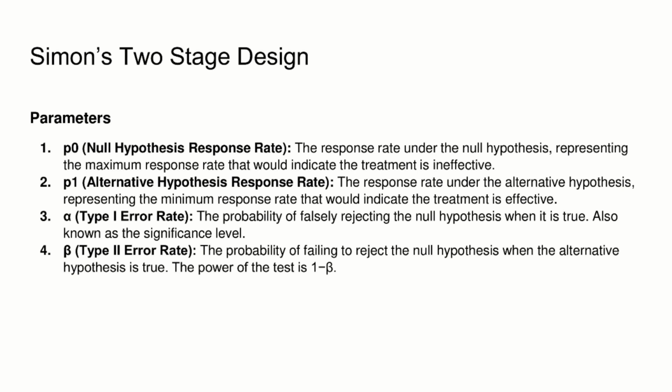Alpha, type 1 error rate. The probability of falsely rejecting the null hypothesis when it is true, also known as the significance level. Beta, type 2 error rate. The probability of failing to reject the null hypothesis when the alternative hypothesis is true. The power of the test is 1 minus beta.